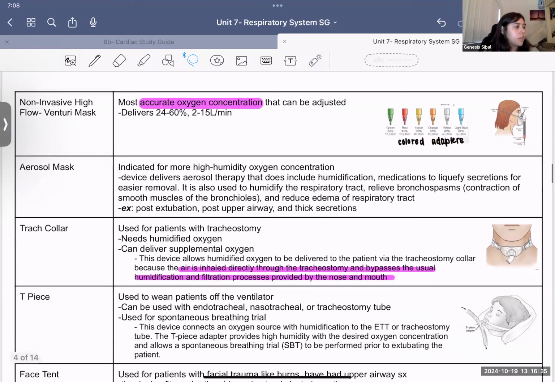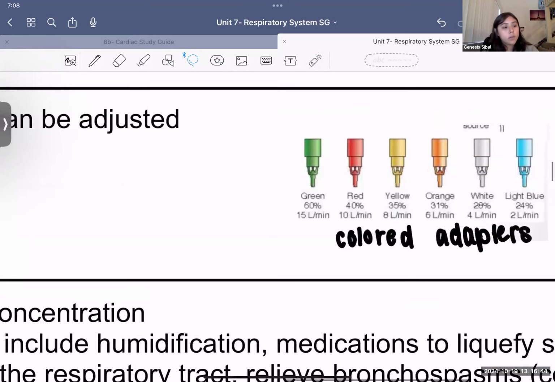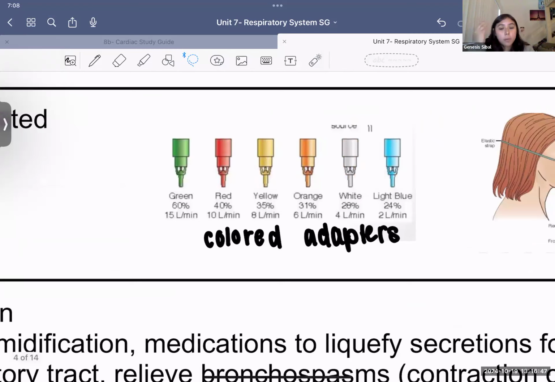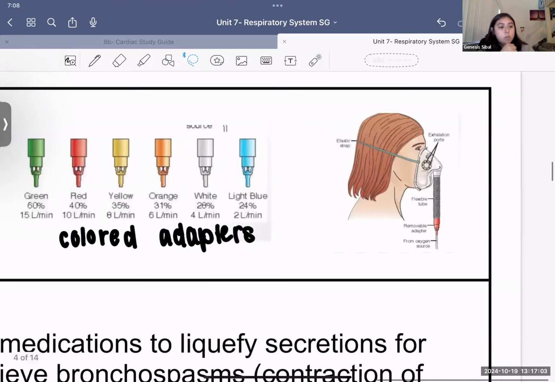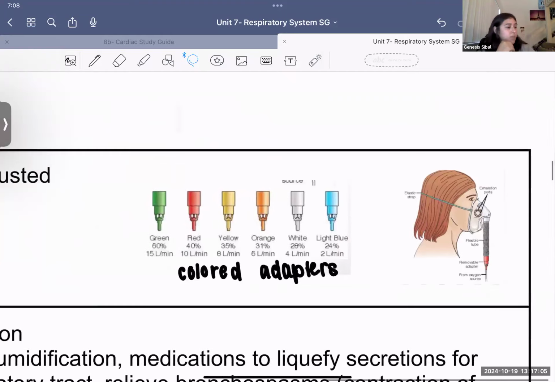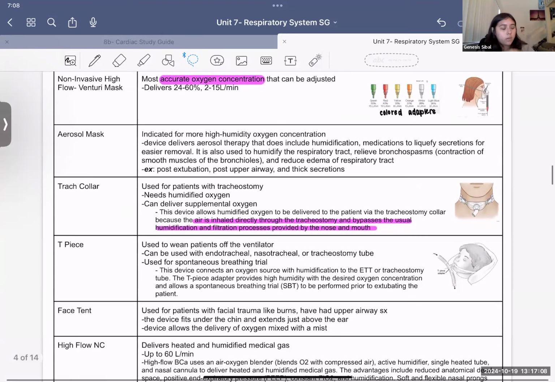With non-invasive, invasive, high flow, there's a Venturi mask. This is a more accurate oxygen concentration because it can be adjusted with the color adapters. I know Harding hits on this and says to know it, but she literally didn't even test us on this. You're just having different FiO2s, different rates. That's definitely important when we're talking about ventilating a patient: how much oxygen are they getting and what is the quality of oxygen they're getting. So different adapters, and that's more specific to that. And that's the picture for that. That's all you have to know about that, but I don't even think she'll ask anything about it.